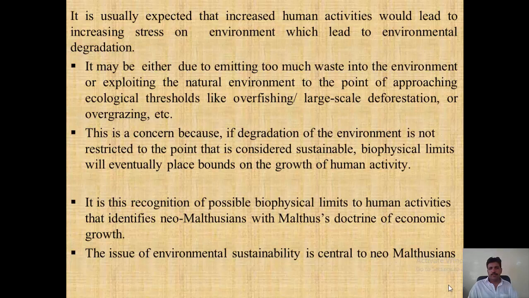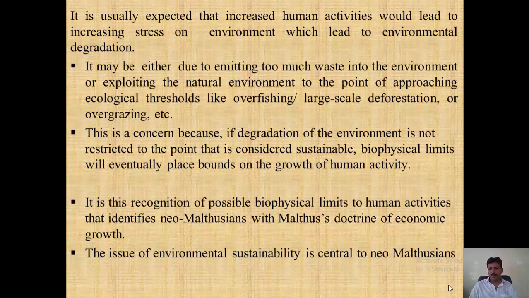How does this environmental degradation happen? It may be due to emitting too much waste into the environment, or exploiting the natural environment to the point of approaching an ecological threshold, like overfishing, large-scale deforestation, and overgrazing. We discussed in the previous videos that overfishing, large-scale deforestation, and overgrazing lead to an environmental problem, the tragedy of the commons.